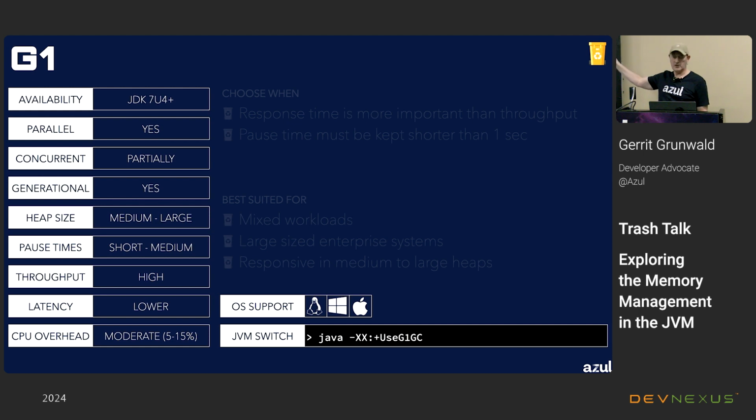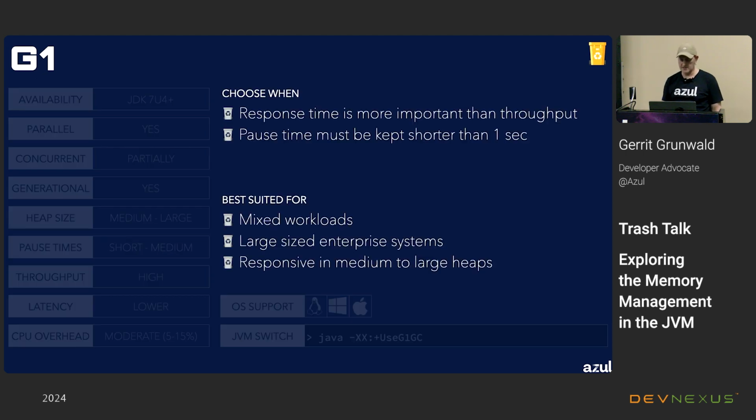Okay, so this is in the JDK since JDK 7 update 4. It is parallel, partially concurrent, it's generational, and this is quite a good collector. I mean, most of you will use it every day. It's for short to medium pause times, high throughput, lower latency, CPU overhead still okay. You can activate it as you can see there. It's available on all operating systems. And if the response time is more important than the throughput, this is a really good collector. If pause times must be kept shorter than 1 second, choose this one.